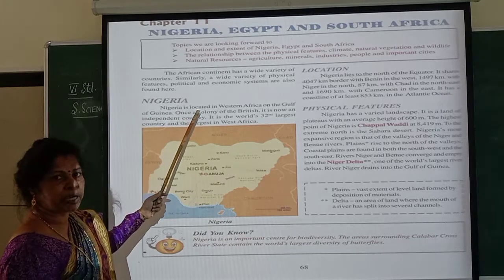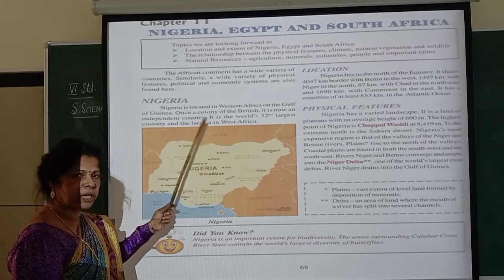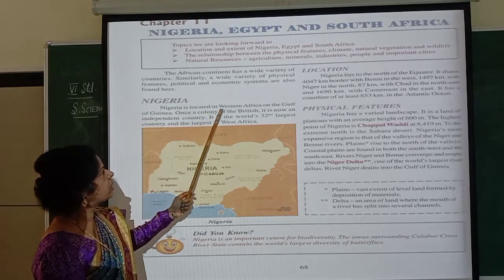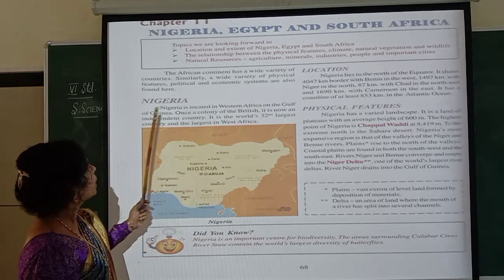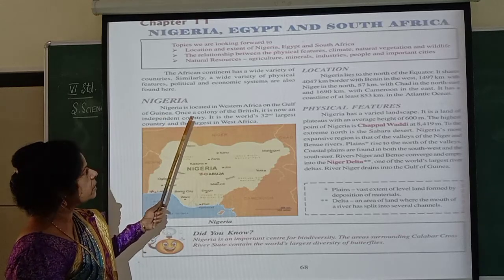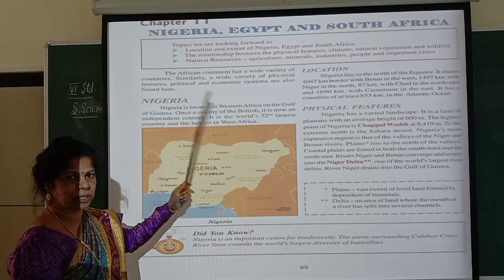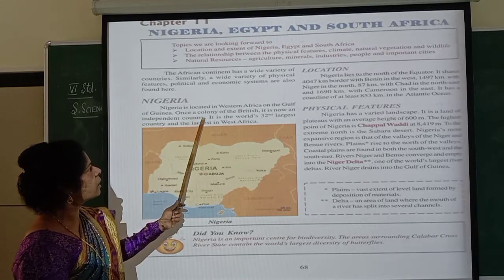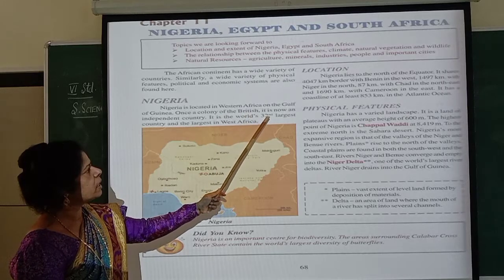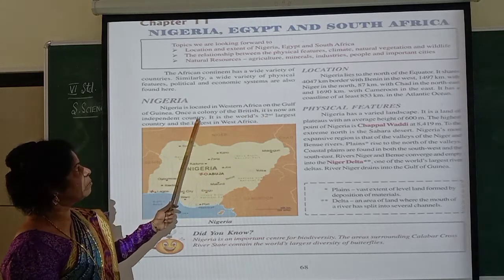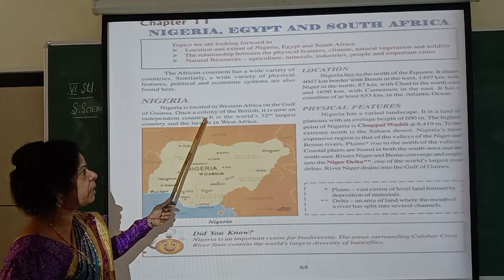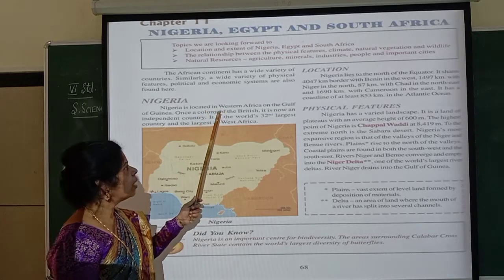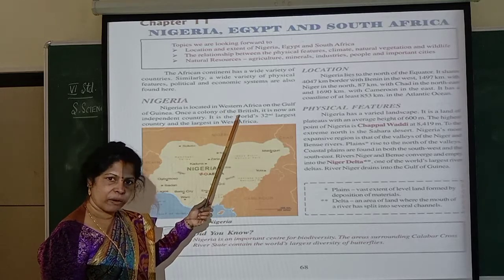So now let us talk about Nigeria. Nigeria is one country among this African continent. Nigeria is located in Western Africa on the Gulf of Guinea. So it is in the western part, to the left side. Once a colony of the British, it is now an independent country. Before, it was a colony of the British. The British were ruling them. African means it's all black people there, and the British, they are all white people, isn't it?